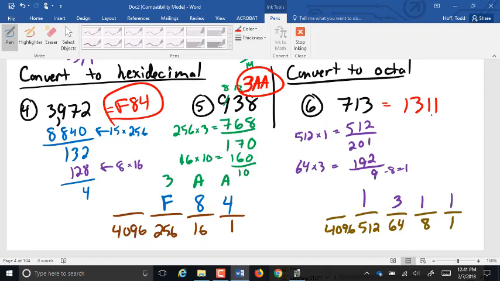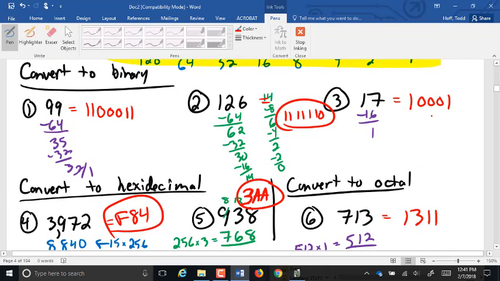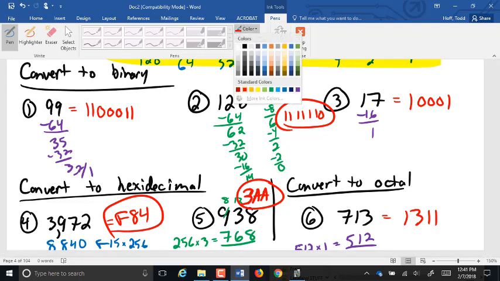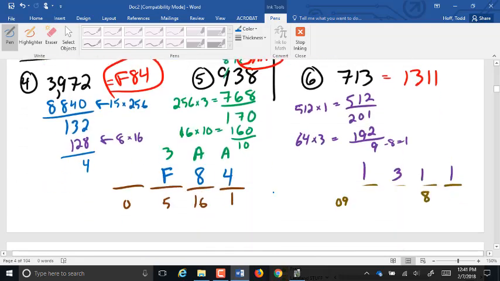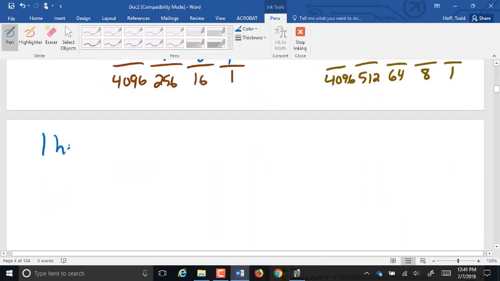Now, let's take a look. At the end of class yesterday, we mentioned that the reason we care about octal and hexadecimal at all is because there's a very quick conversion from binary to octal and hexadecimal. One hexadecimal digit is equivalent to 4 binary digits.